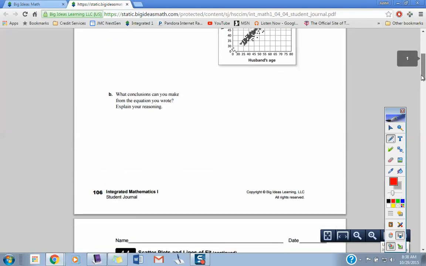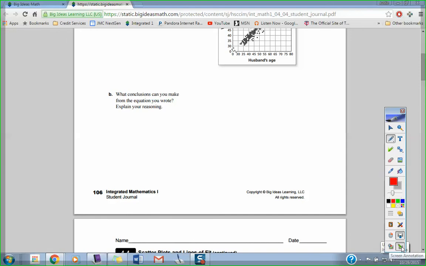So up top here in this equation, you have y is equal to x, don't you? So the question becomes, what conclusions can you make from the equation you wrote? What does this y equals x mean in the context of the problem? In other words, what could you say according to those points? Well, what did y represent again? Wife's age is equal to the x value, which is the husband's age. So based on this, we would say, hey, in this example, the husband and the wife are about the same age. Is that true for all the points?